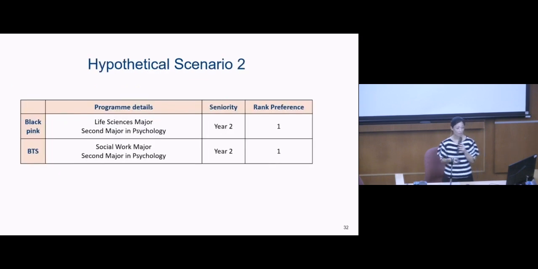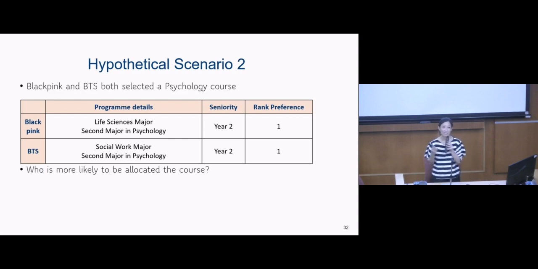Okay, we have Blackpink, who is a life sciences major and a second major in psychology. And then we have BTS, who's a social work major and a second major in psychology. Both are in year 2. They have both selected a psychology course, and they have ranked it 1. Who is more likely to be allocated the course?